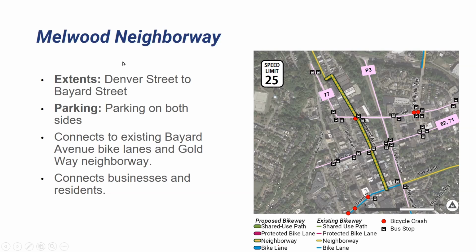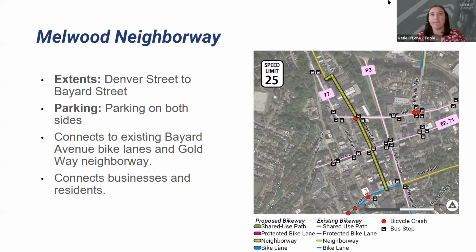Okay. Great. Thanks. So now I'm going to walk everyone through the proposed neighborway on Melwood Avenue. The neighborway is proposed from Denver Street to Bayard Street. Right now, the street is currently posted at 25 miles per hour. That will stay the same, and there's parking on both sides of the street. The proposed facility will also connect businesses and residents and connect to the existing Bayard Avenue bike lanes, as well as the neighborway to the north. So you can go to the next slide.